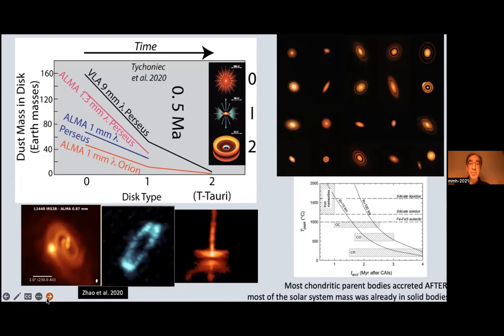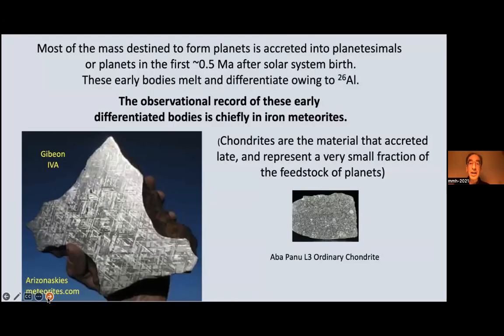The iron meteorites are the place to look for that early material. The chondrites are the dregs. They're later. They may not be as relevant. This just sums up what I said. The observational record of early differentiation is in the iron meteorites.